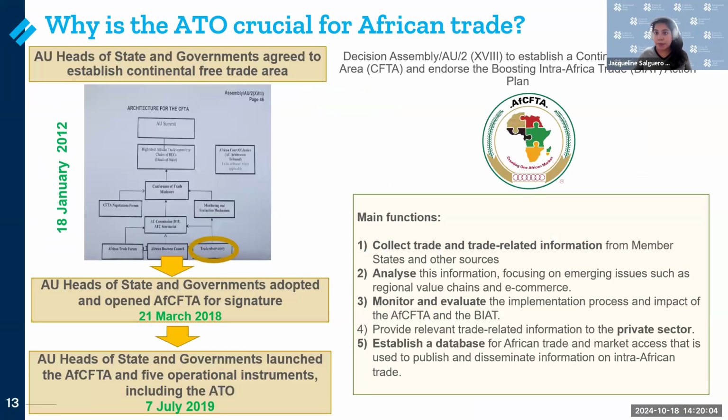We have seen the information about Africa, the status of intra-African trade, but why is this initiative important? The African Trade Observatory is one of the 5 operational instruments of the AfCFTA that was released, as you can see on this slide, on the 7th of July 2019, when African heads of states and governments reached the number of signatures, and the agreement was released with all these operational instruments. As its name says, as an operational instrument, it is seen as key to making the AfCFTA agreement a success.